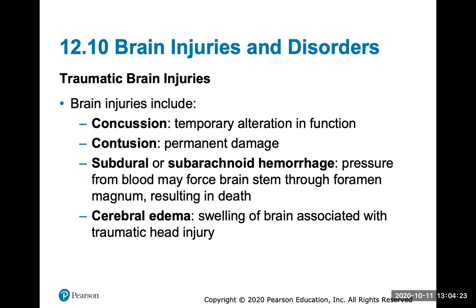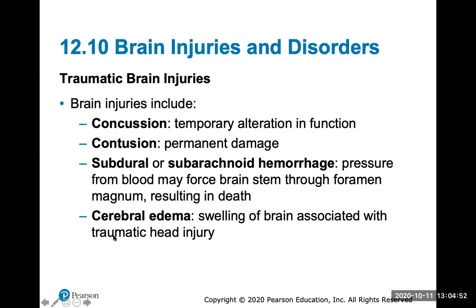Brain injuries and disorders. You should be familiar with some of these words because you might run across them again in your clinical or healthcare related field someday. A concussion is a temporary alteration in function of the brain. A contusion is permanent damage. And a subdural or subarachnoid hemorrhage has to do with pressure from blood that may be forcing the brainstem through the foramen magnum, and that could result in death.